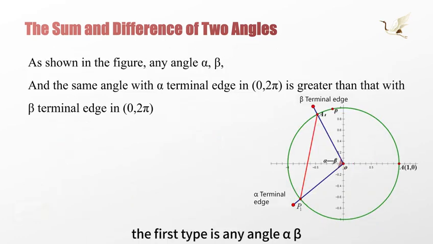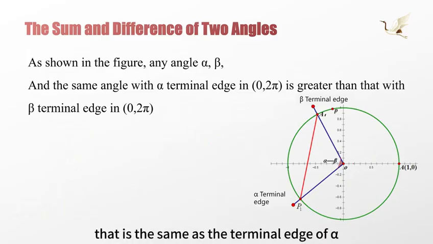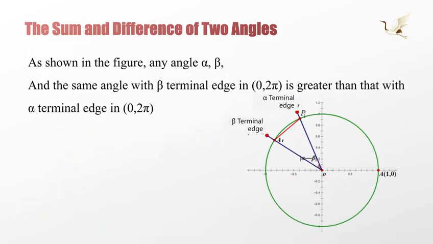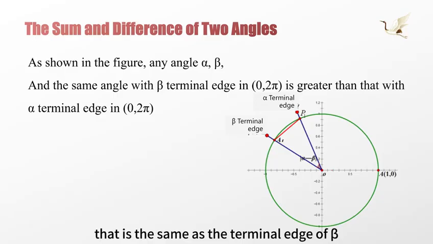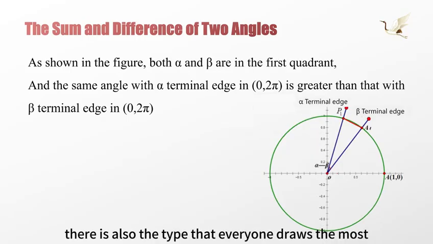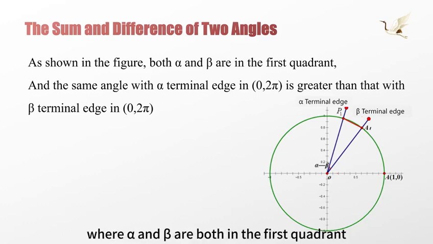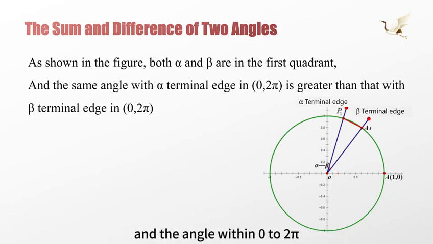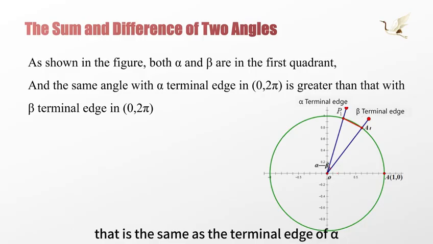The first type is any angles alpha and beta, where the angle within 0 to 2 pi that has the same terminal side as alpha is greater than the angle within 0 to 2 pi that has the same terminal side as beta. The second type is where the angle within 0 to 2 pi with the same terminal side as beta is greater than the one with the same terminal side as alpha. Of course, there is also the type that everyone draws the most, where alpha and beta are both in the first quadrant, and the angle for alpha is greater than the angle for beta.